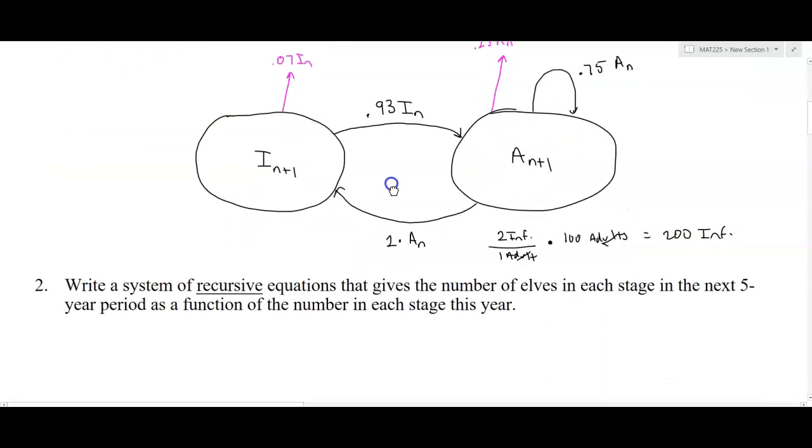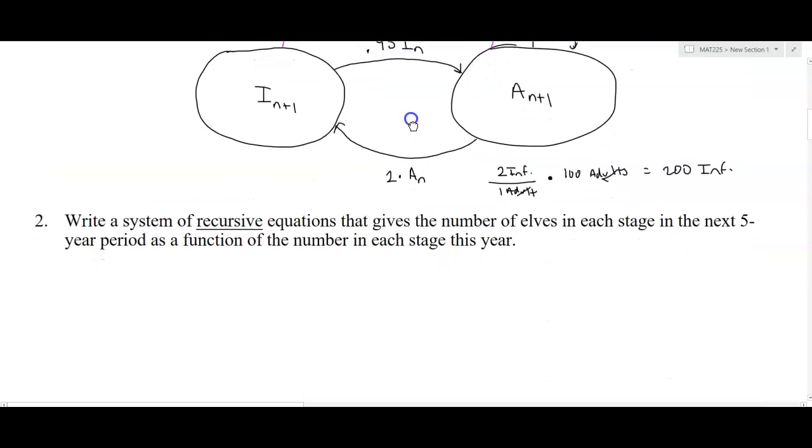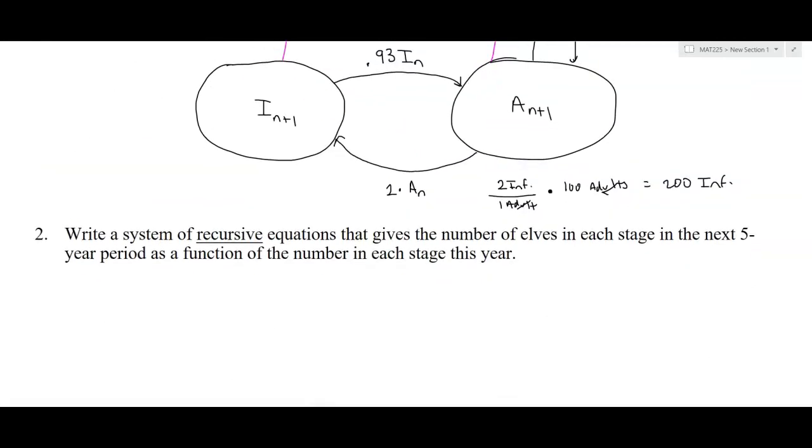So now we're ready to build a recursive system of equations for this model. And so we're going to write two. We're going to write I at time n plus 1. And we've already set this up.